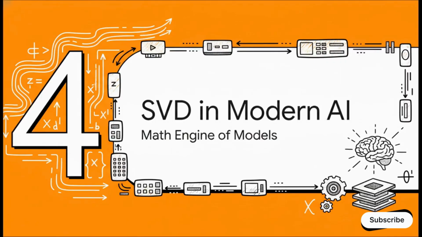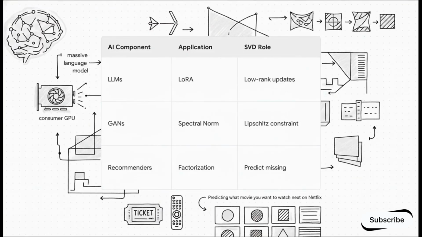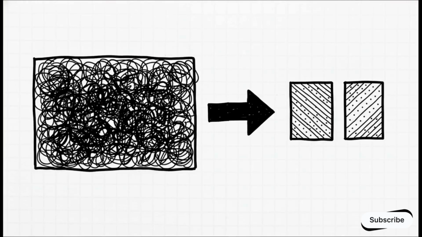Section 4. SVD in modern AI, the mathematical engine behind today's models. Let's see how all this theory builds into the exact applied math that powers the AI you use every single day. Because SVD is absolutely everywhere. Whether we're fine-tuning a massive language model, stabilizing an image generator so it doesn't just spit out garbage, or predicting what show you're going to binge next on Netflix, SVD is the universal tool exposing the hidden geometry of all that data. Take large language models, for instance.